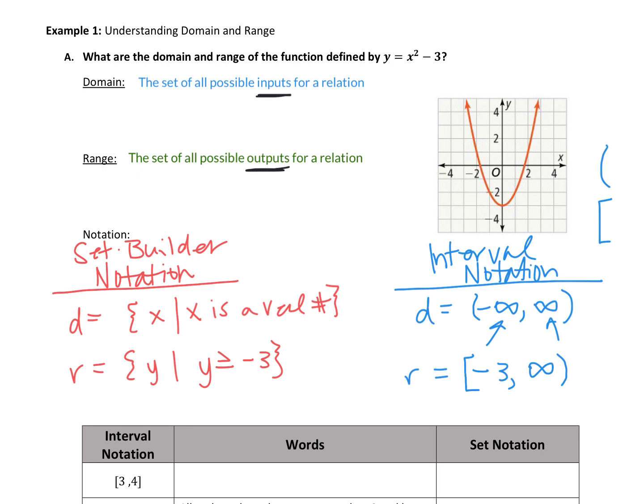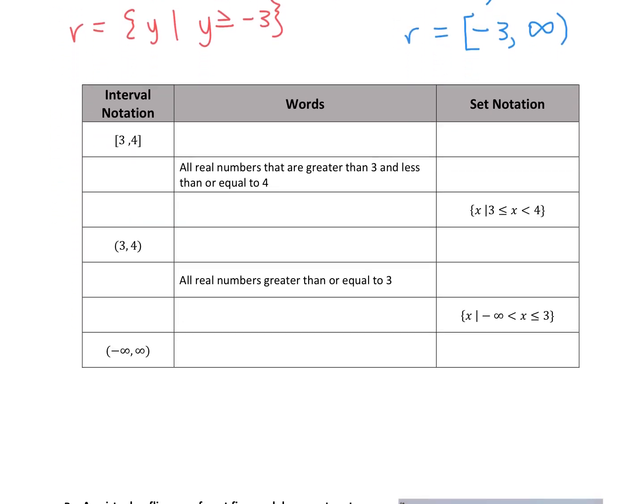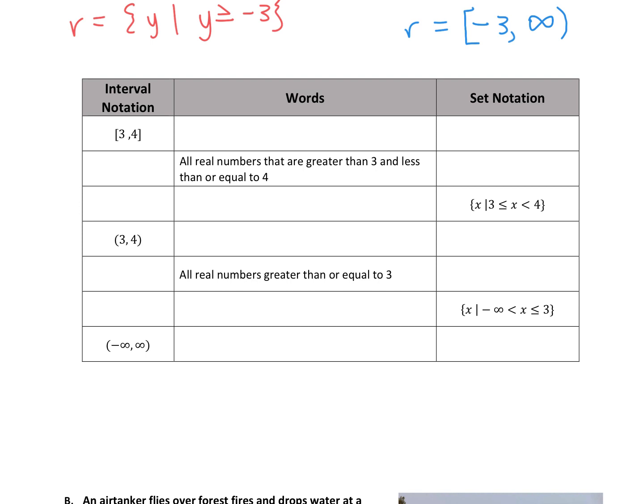Okay, so we're gonna keep working on that. I know that's a lot of new stuff you guys haven't seen before. So we're gonna work on filling in this chart just to understand how to go between interval notation, putting it in words, and set notation. So our first example is interval notation [3, 4].